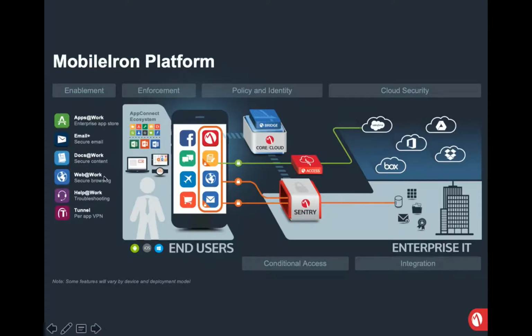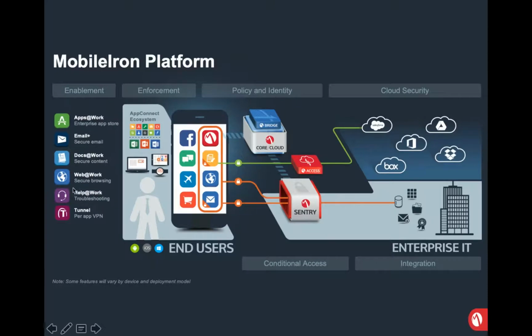And Web at Work is a secure browser. It's like a normal Google Chrome browser. The only difference is that it's AppConnect enabled, as in it comes with app tunnel capabilities, so you can access your intranet servers using Web at Work. It has DLP controls on it as well. And there is another module called Help at Work.